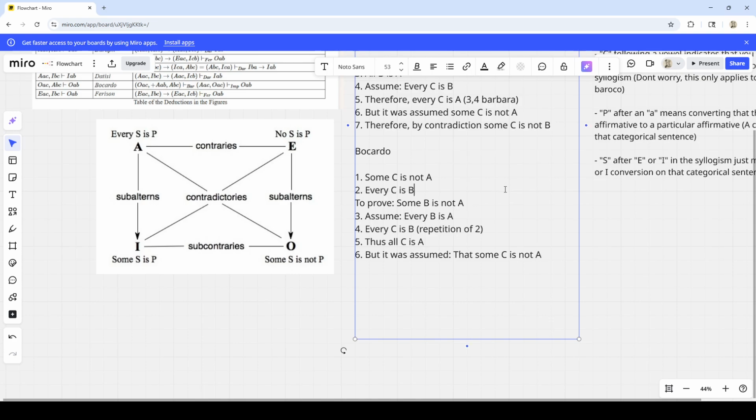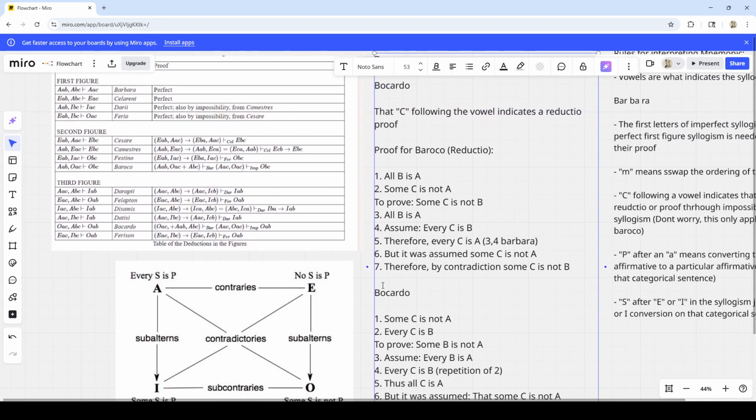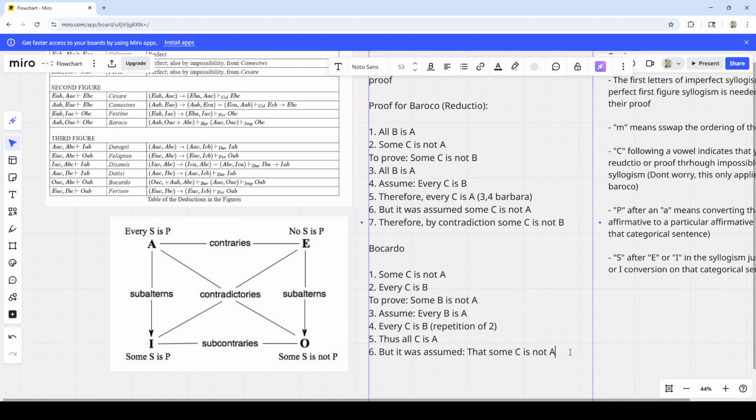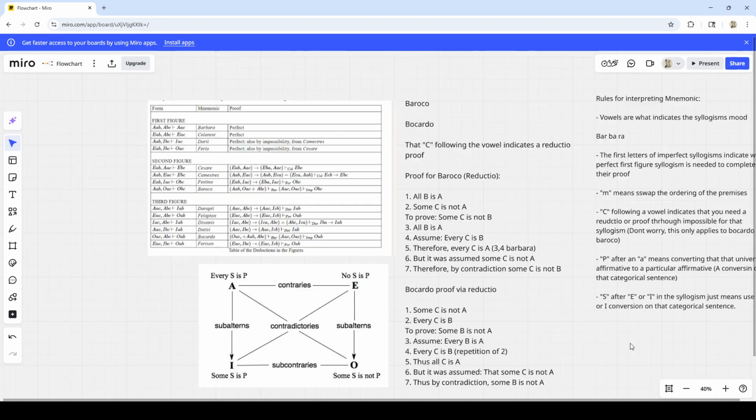So here, obviously this is Barbara, because if you go back to the top, we assume that every B is A, we restate premise 2, which is just repetition. Every C is B. Then we can conclude that all C is A. But it was assumed that some C is not A. Thus, by contradiction, some B is not A. Bocardo proved via reductio.